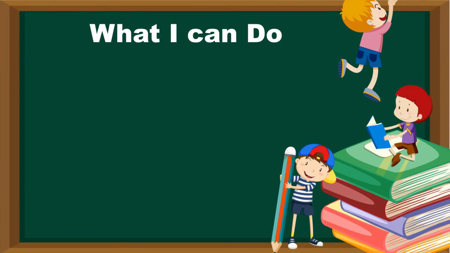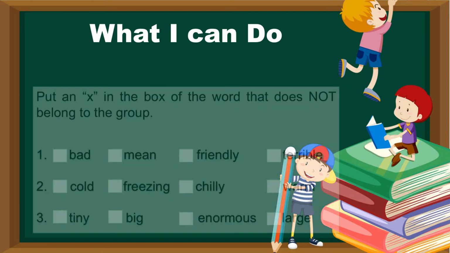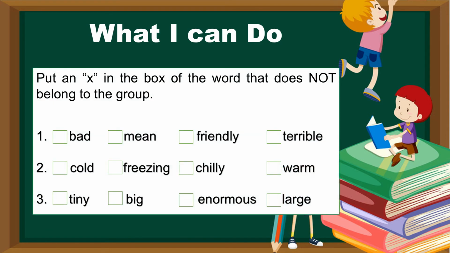Let us proceed to your next activity, What I Can Do. Direction: Put an X in the box of the word that does not belong to the group. Number 1, bad, mean, friendly, terrible. Number 2, cold, freezing, chilly, warm. Number 3, tiny, big, enormous, large.